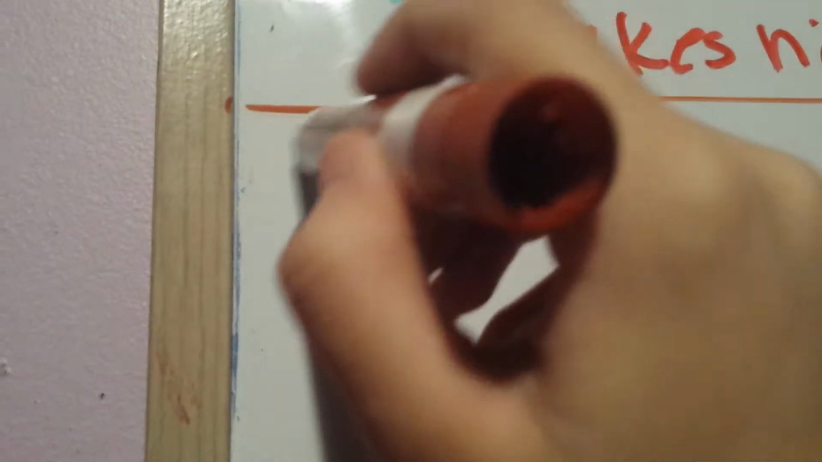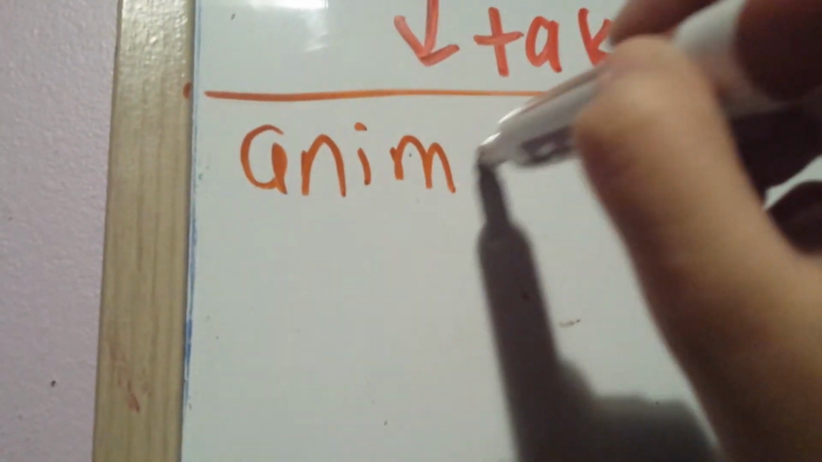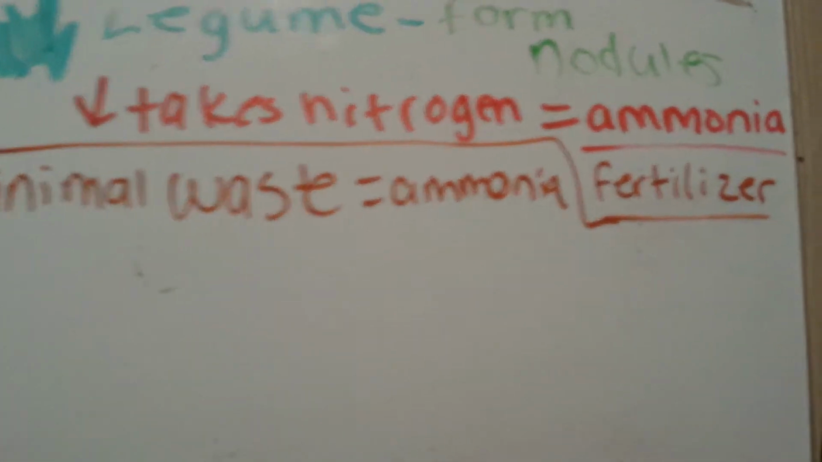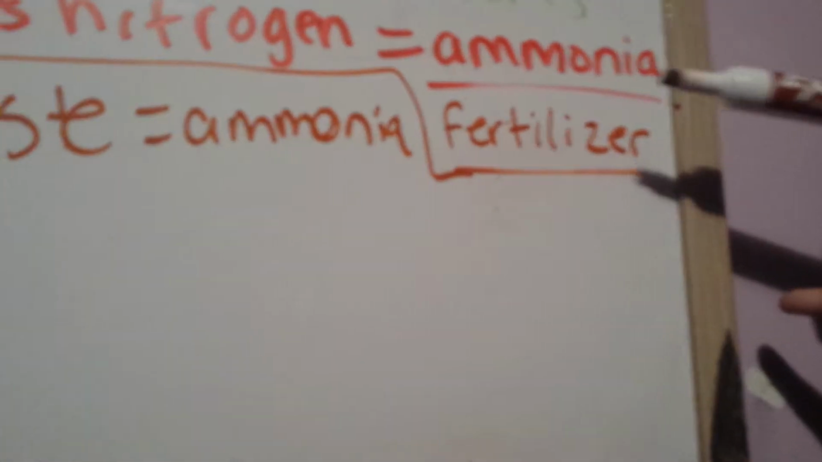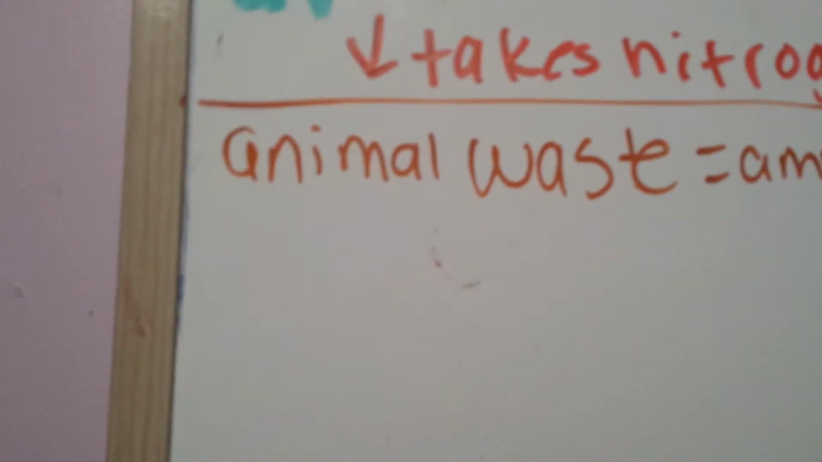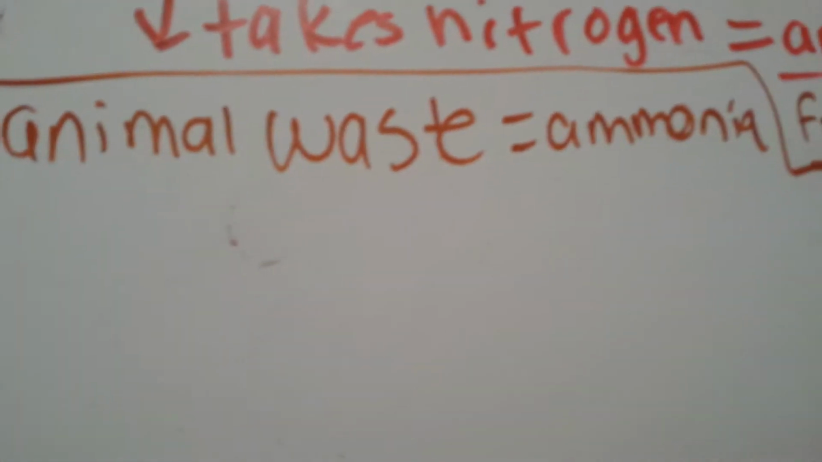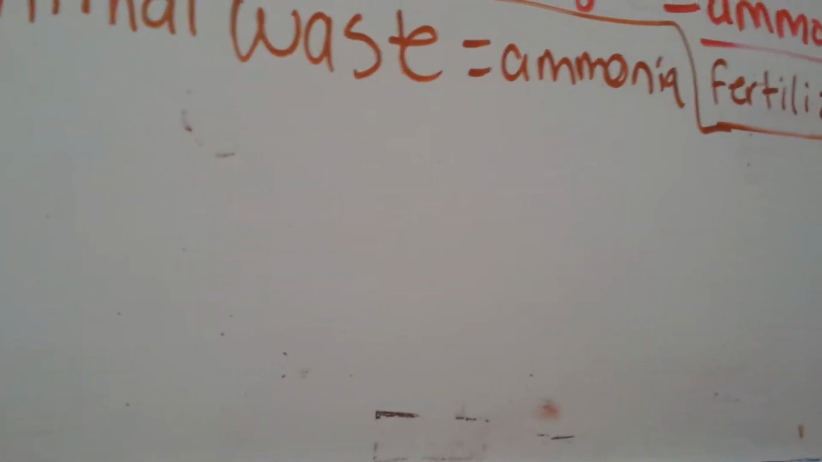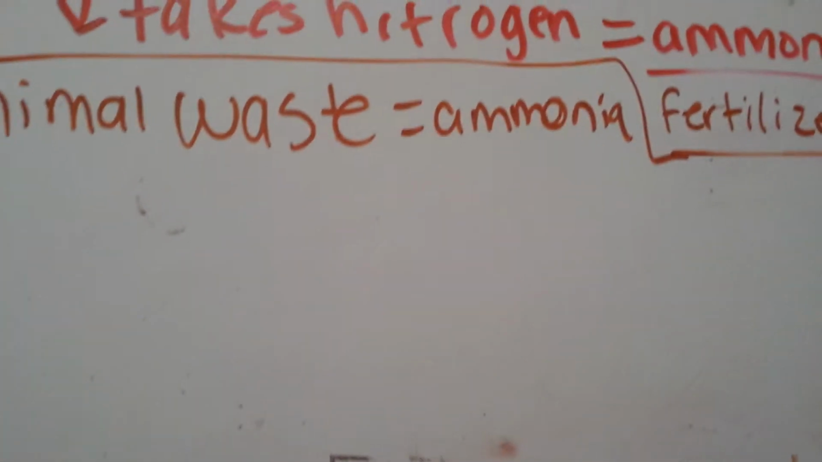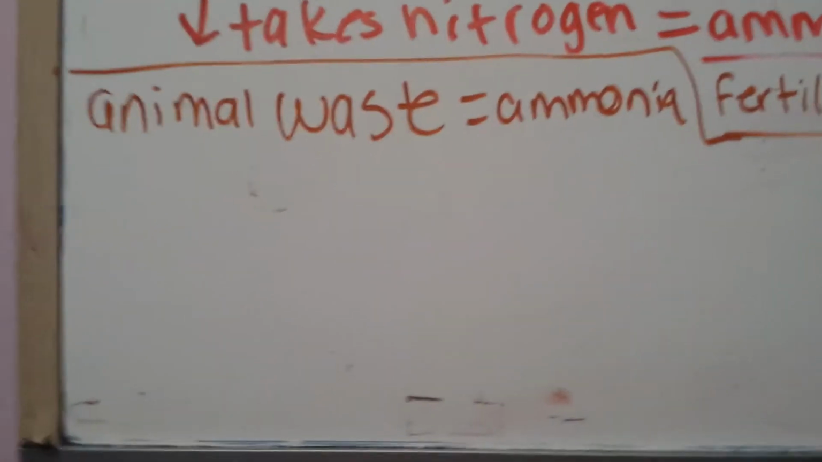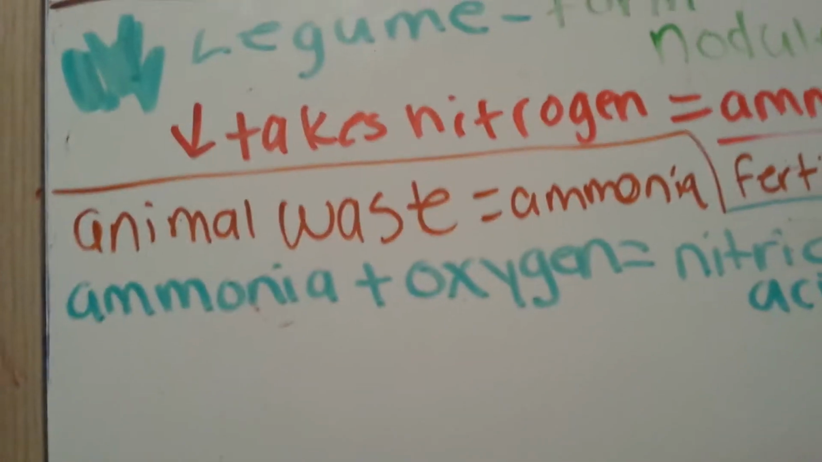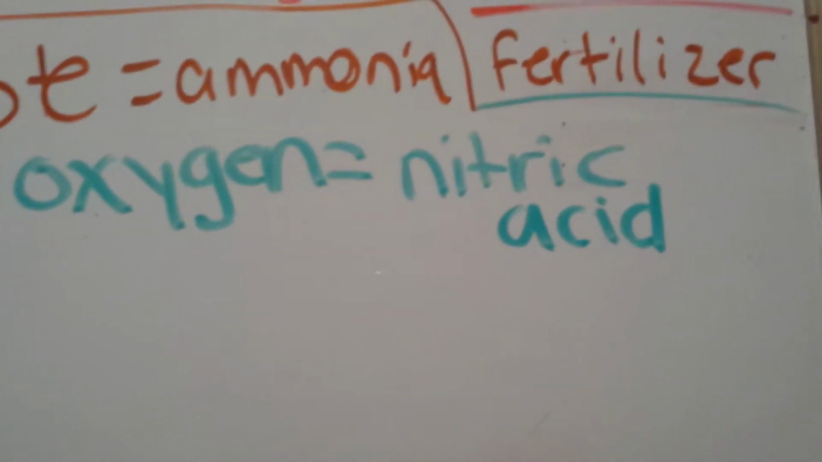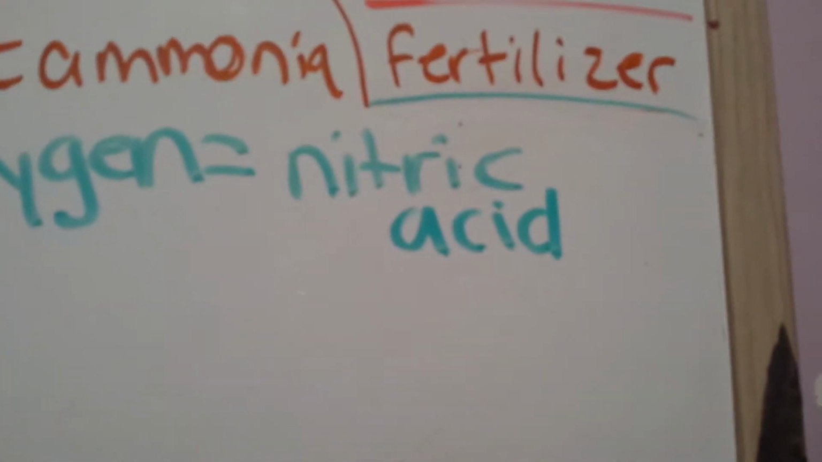Okay, now all that aside, animal waste is basically ammonia, because ammonia is a fertilizer for the plants, and animal waste, like manure, is also a fertilizer for the plants. It helps and strengthens the soil and has a lot of vitamins. Okay, so now ammonia and oxygen, if they combine, then you have a simple nitric acid.